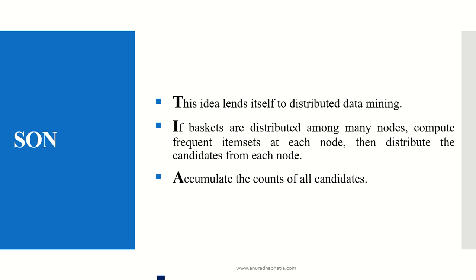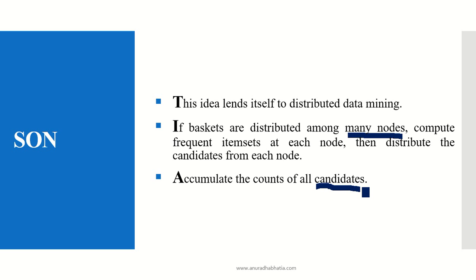Now how is this SON implemented for distributed data mining? This idea lends itself to distributed data mining because as I'm taking chunks and calculating, new chunks are coming in. If the baskets are distributed among many nodes, that is, if I have many nodes, we compute the frequent item sets at each node, then distribute the candidates to each node. Now how do we calculate the candidates? I've said that we make the single item sets, we find their support and then we find the candidates. Then in the end we accumulate the counts for each candidate.